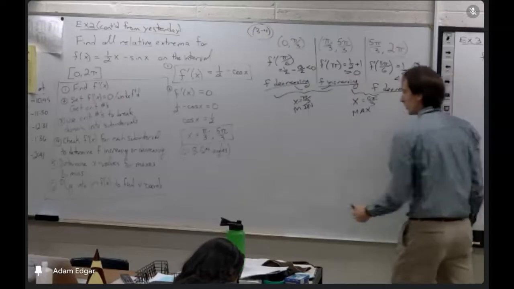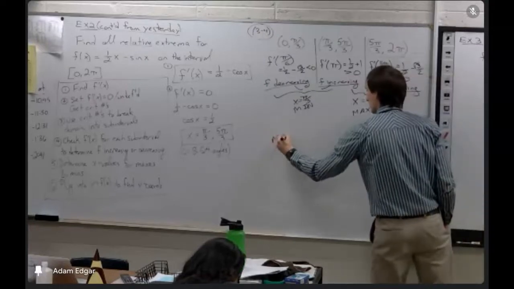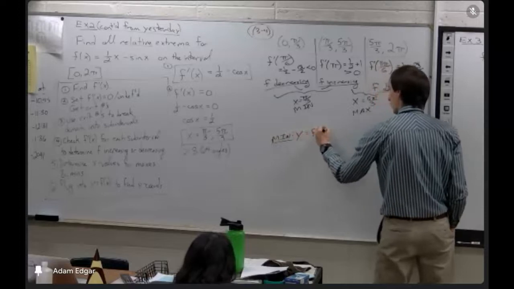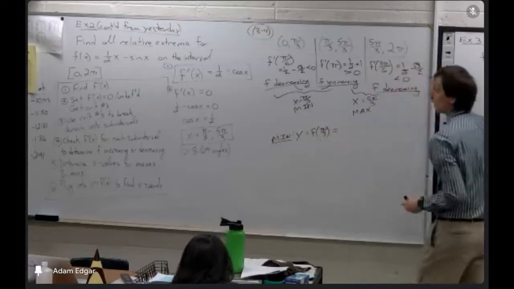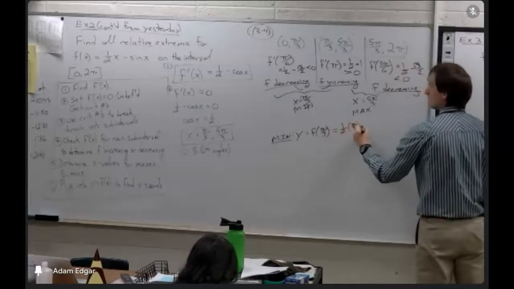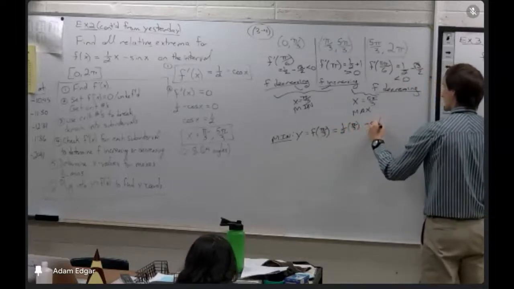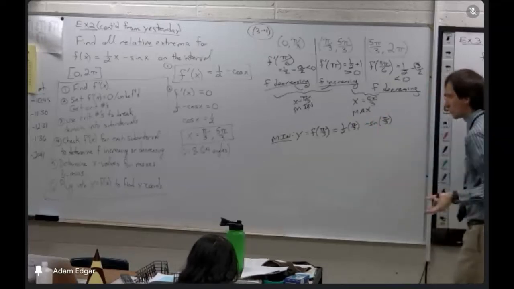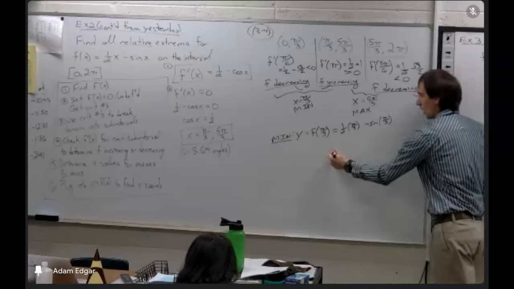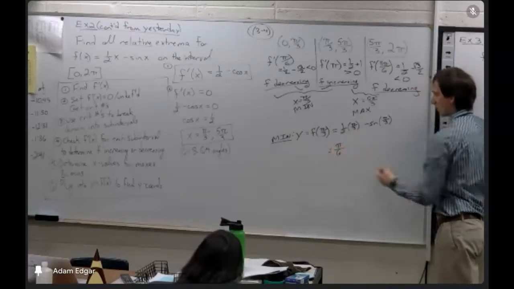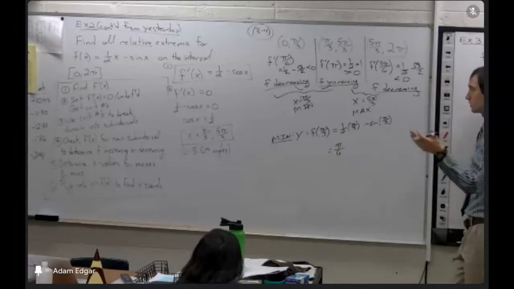So for your minimum, you would say y equals f of pi over 3, and that's 1/2 times pi over 3 minus the sine of pi over 3. I should not have erased my unit circle. So 1/2 times pi over 3 is pi over 6. And what's sine of pi over 3?